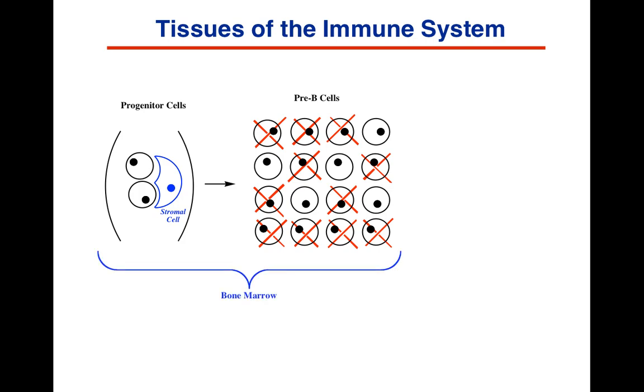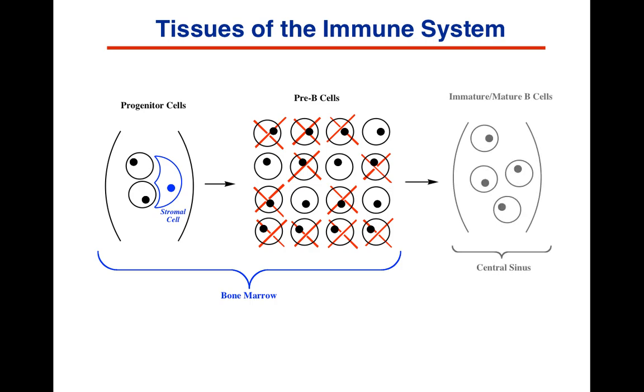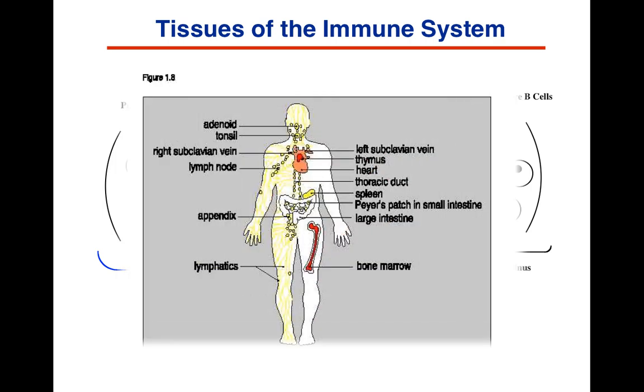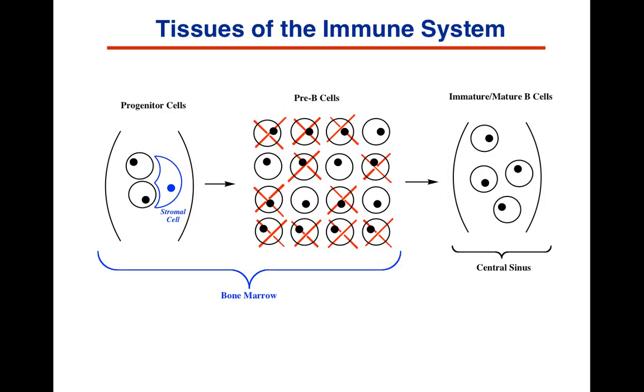The remaining cells, and this all happens in the bone marrow, then leave the bone marrow into the central sinus and develop from immature to mature B cells, which are now able to potentially recognize a foreign antigen. And from there, they migrate into the bloodstream, and then distribute to the body.